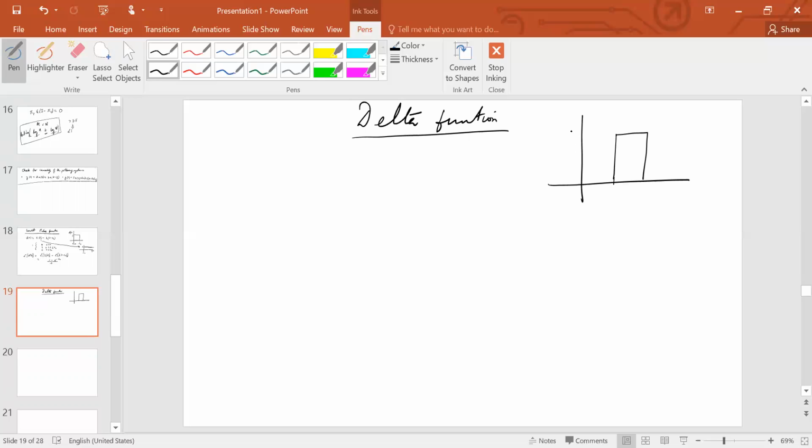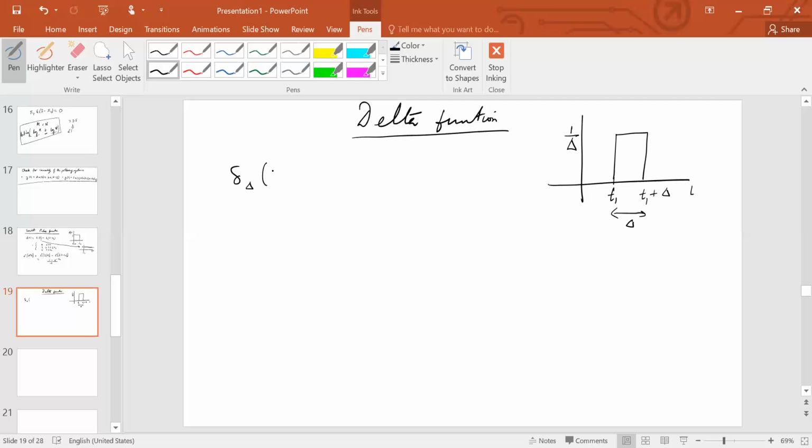The height is 1 over delta. This is at some t, and this is at some t plus delta. The way I define this particular delta function, it has a width of big delta and a height of 1 by delta. So the area is unity. Let's just call it by this notation. Let's say this is T1 and T1.